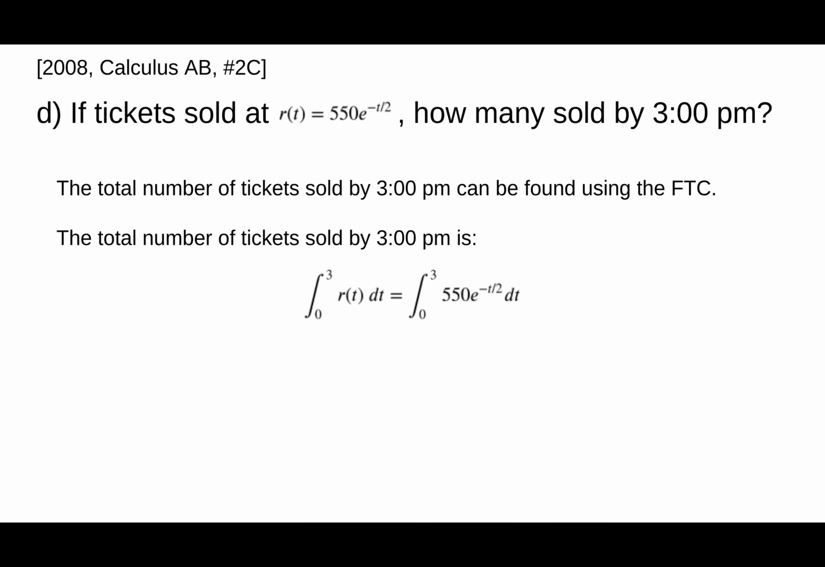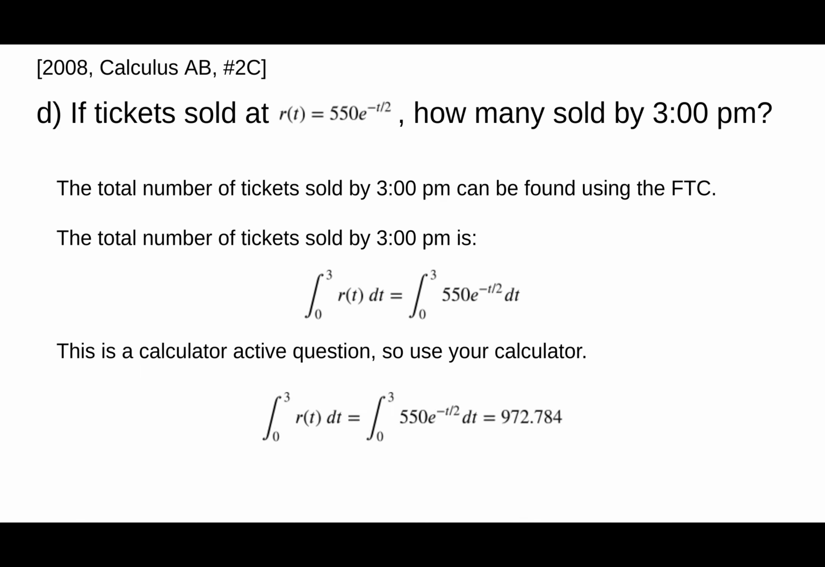So the number of tickets sold would just be the integral from 0 to 3 of r of t dt, or the integral from 0 to 3 of 550 e to the negative t over 2 dt. But this is a calculator question, so we're going to use our calculator to do this. Turns out it's about 972.784. So the number of tickets sold by 3 p.m. would be about 973 tickets.